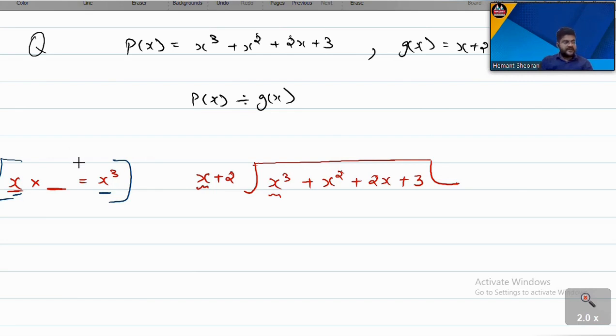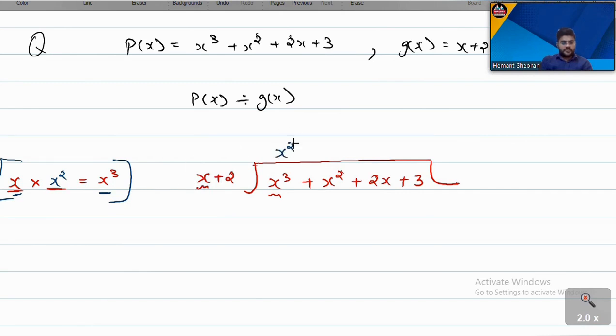Do you have such value? X to the power of 2. Yeah, x square will be that pair, okay? So x times x square will be what? X cube you will have? Yes or no?